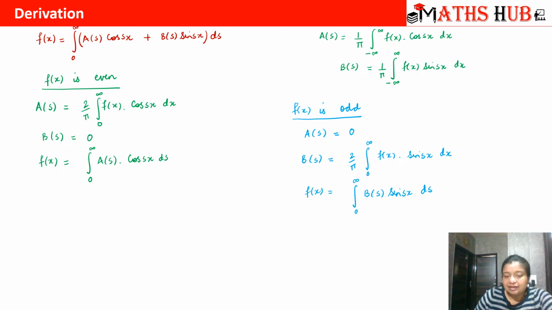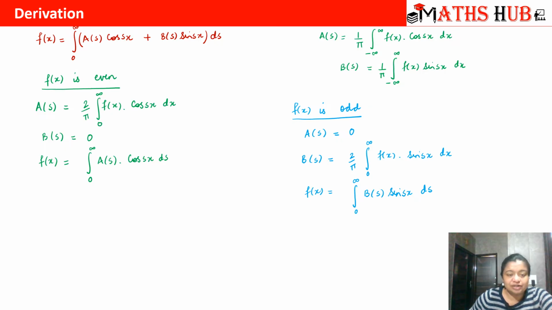So again, this becomes the Fourier sine representation, the Fourier sine integral for the function f(x), and this becomes the formula for the inverse Fourier sine transform, right? So in the next video, I will be focusing on Fourier cosine and Fourier sine transforms.